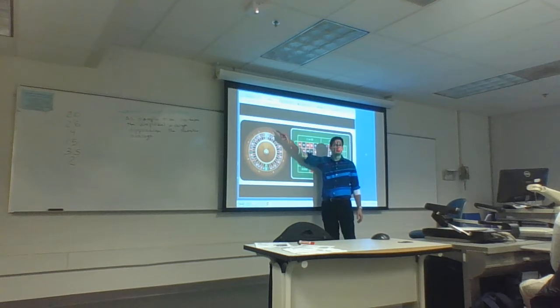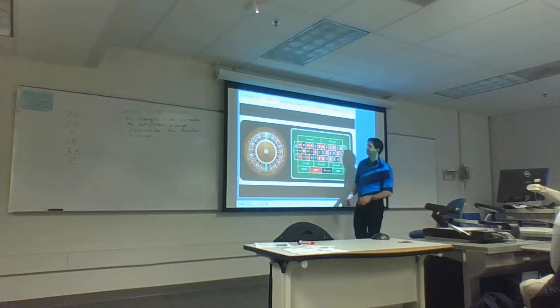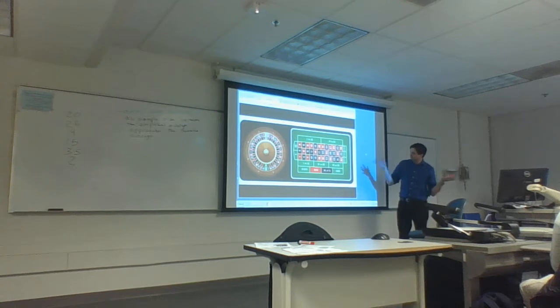That's how the casino makes the money, the green ones. We'll talk about that when we do probability and expected value. But so, it should be about half either way, a little less than half either way.